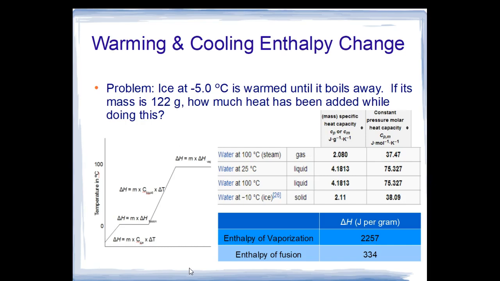Ice at -5 degrees Celsius is warmed until it boils away. If its mass is 122 grams, how much heat has been added while doing this? Here are the formulas, here's the chart, and here are the specific heat capacities, either in joules per gram Kelvin or in joules per mole Kelvin. Why don't you stop the video and do the problem as far as you can with the numbers that you have, and then turn it back on so that you can see the results.